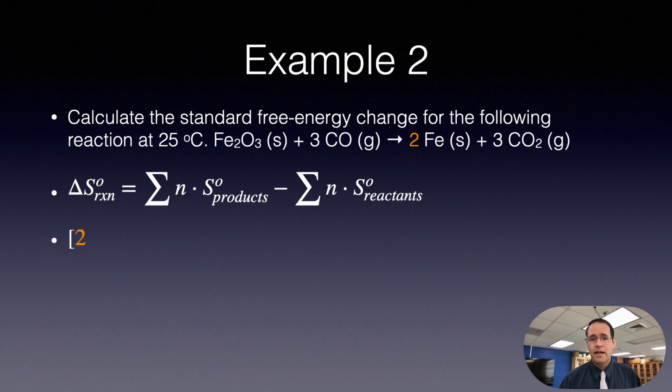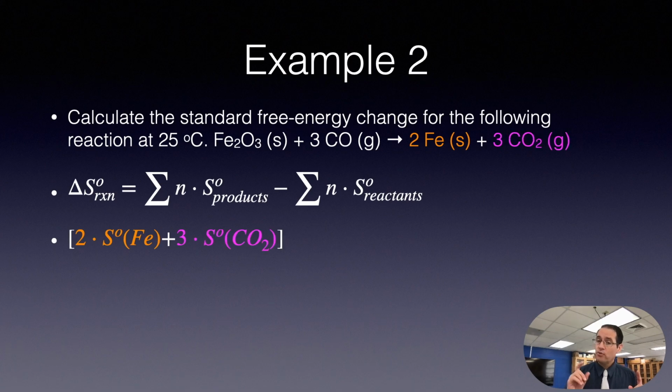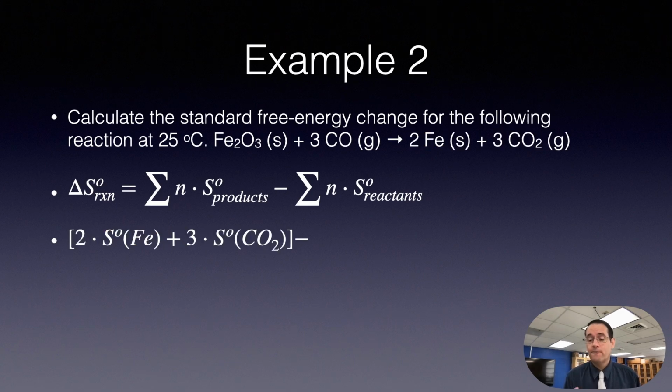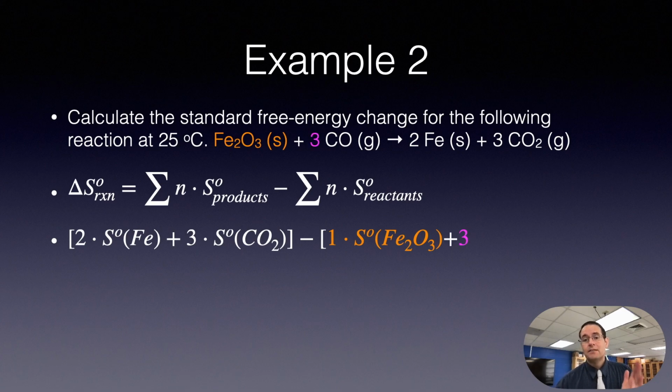So we have 2 times the entropy of iron. We have 3 times the entropy of CO2, and those are all products. So remember again that the products are located on the right-hand side of the chemical equation. Then we subtract, because there's a subtraction in our formula, and we have 1 iron 3 oxide, and we have 3 times the entropy of CO, okay?